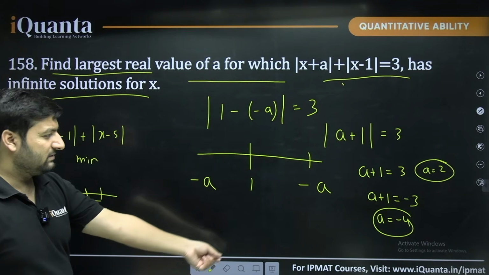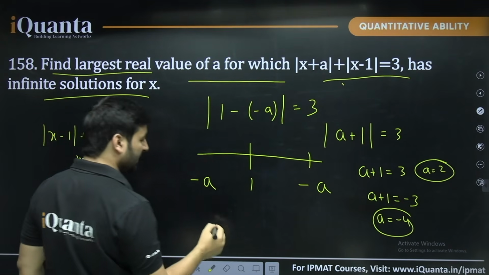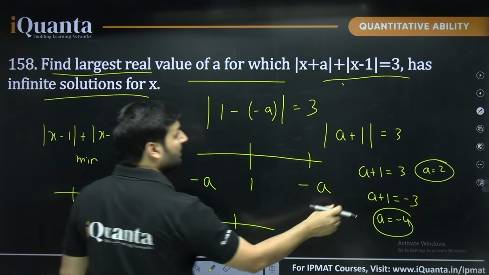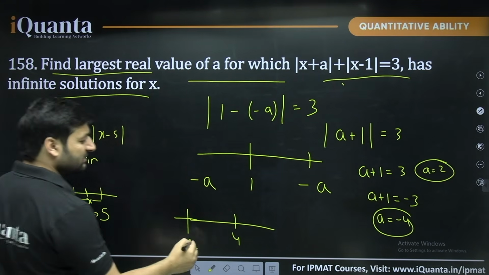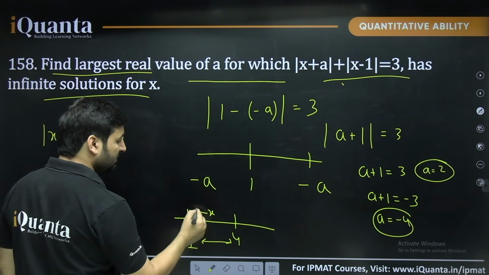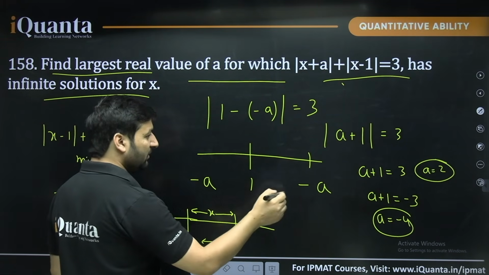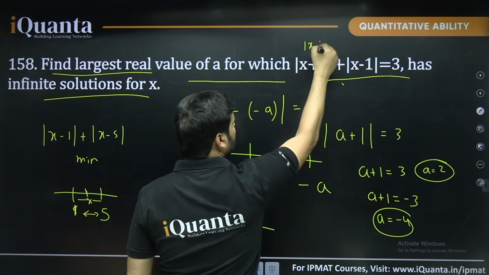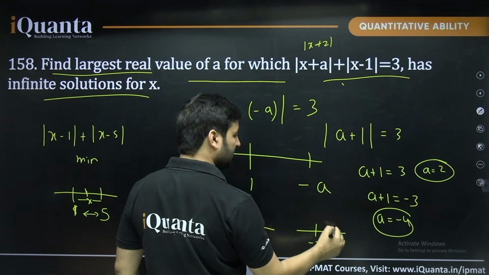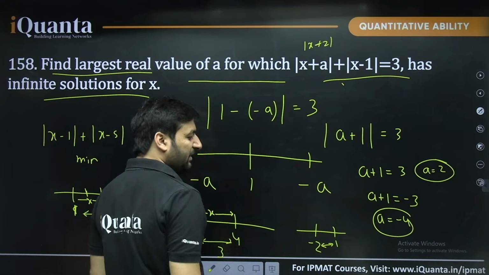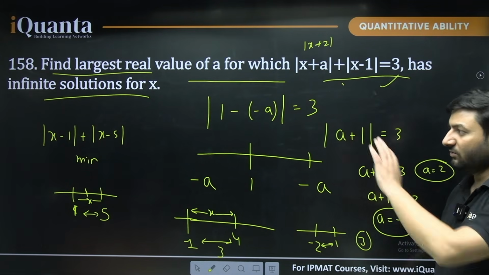You can even verify this. If a is minus 4, that means mod of x minus 4, so the critical point is 4, and we have 1 here. What is the distance of x from 1 and x from 4? Sum of distances, 1 to 4 distance, is 3. In fact, if you put a equals 2, that means mod of x plus 2, the critical point is minus 2, and the critical point here is 1. What is the distance between 1 and minus 2? It is 3 only. On the right hand side we have 3 only. Got it? So this is how you can solve this question.